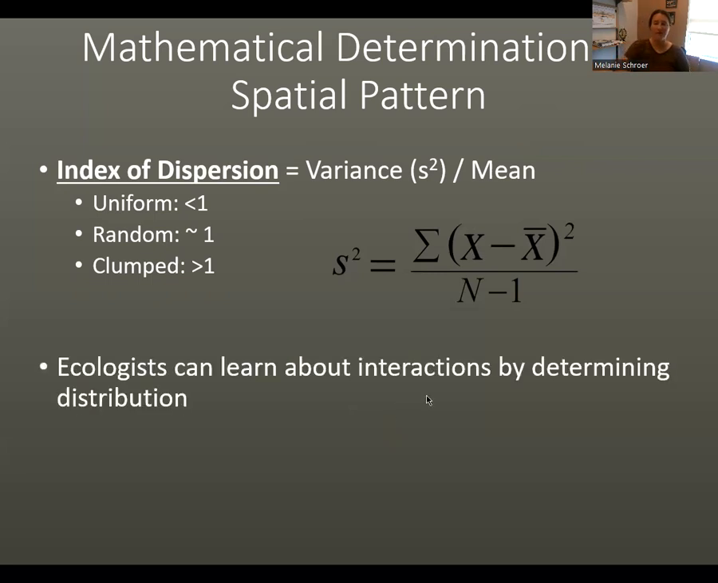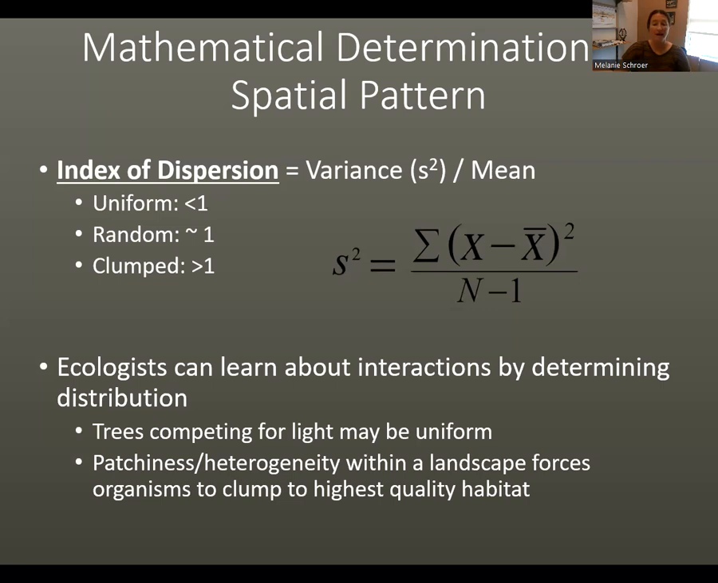Once again, ecologists can learn a lot about the interactions between individuals within a population based on the distribution. For example, trees competing for light may be uniform. Patchiness or heterogeneity might indicate that some parts of the habitat are great and some parts are less than great, and so organisms will clump together in only the best places.